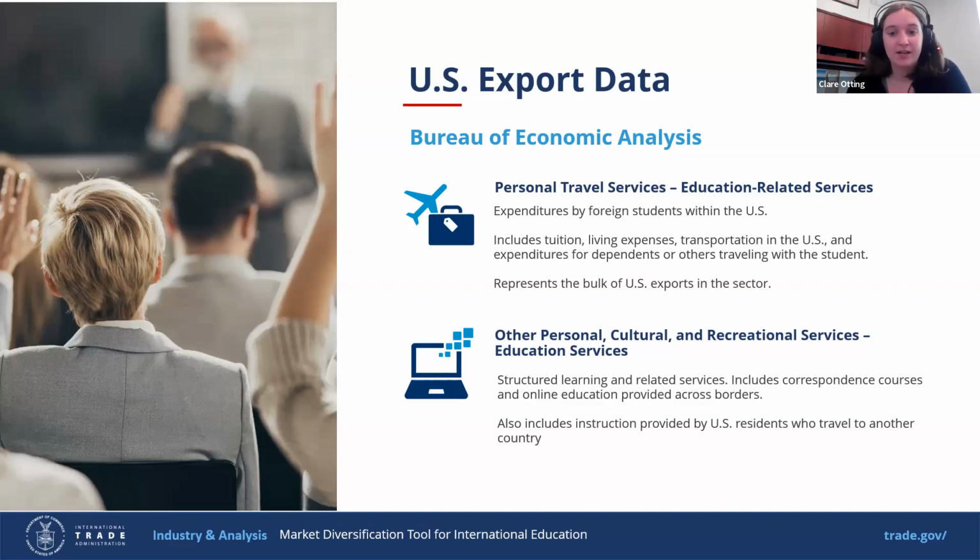The second category falls under the broad other personal, cultural, and recreational services bucket. This is the value of any structured learning services that are performed across borders, things like correspondence courses and online education. It also includes instruction that's provided by US residents who travel to another country in order to teach.